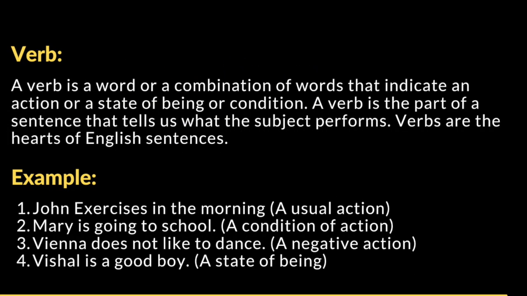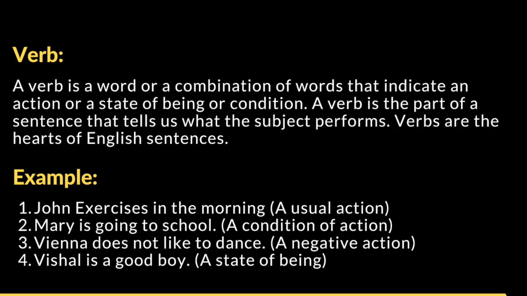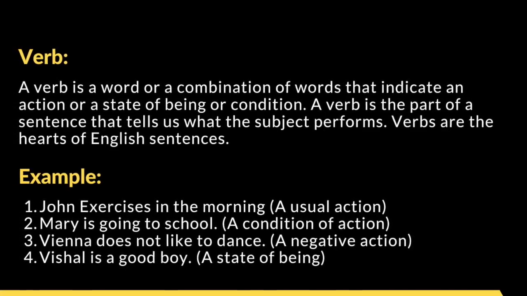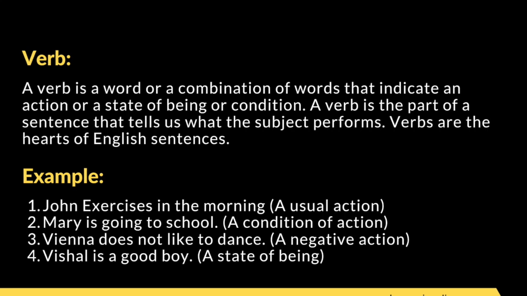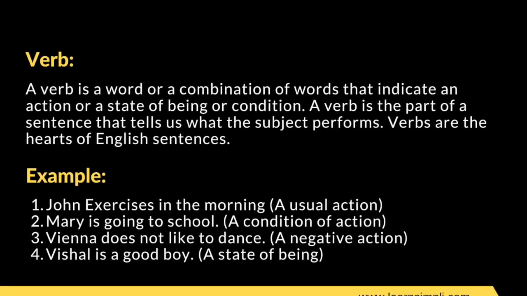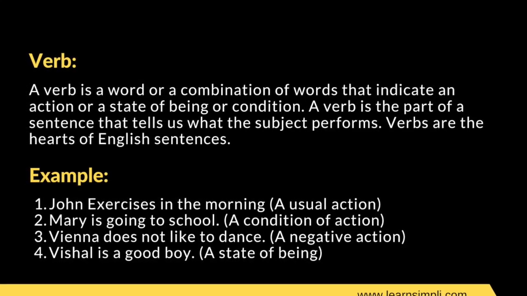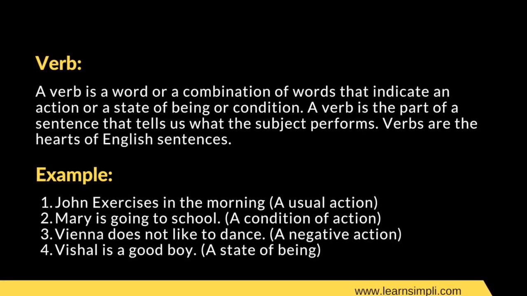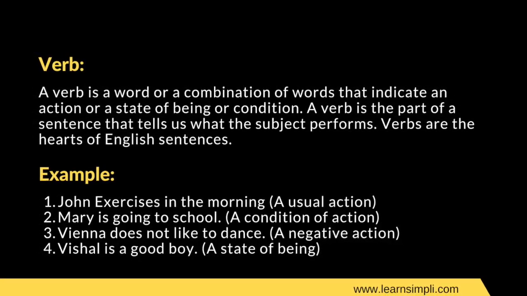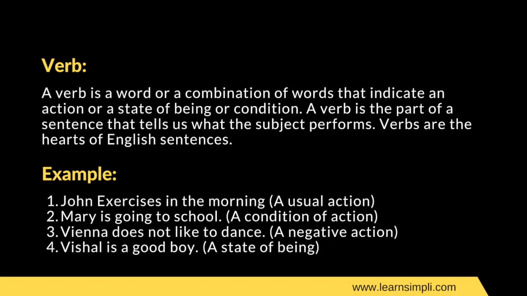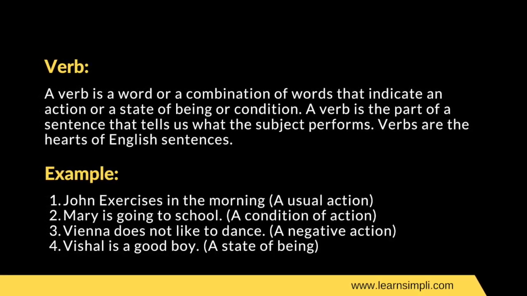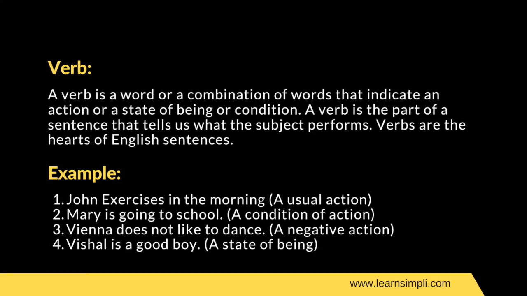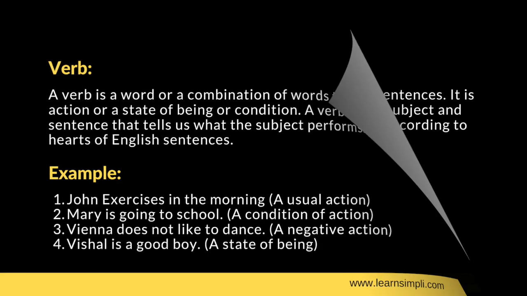A verb is a word or a combination of words that indicate an action or a state of being or condition. A verb is a part of a sentence that tells us what the subject performs. Verbs are the heart of the English sentence. Example: John exercises in the morning, a usual action. Mary is going to school, a condition of action. Vienna does not like to dance, a negative action. Vishal is a good boy, a state of being.